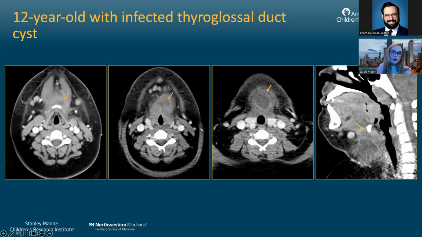And then if we look on the sagittal, it's a little bit hard to appreciate the collection, but it's this region here. And then also we can appreciate that it has this tail that's going up to the hyoid bone.